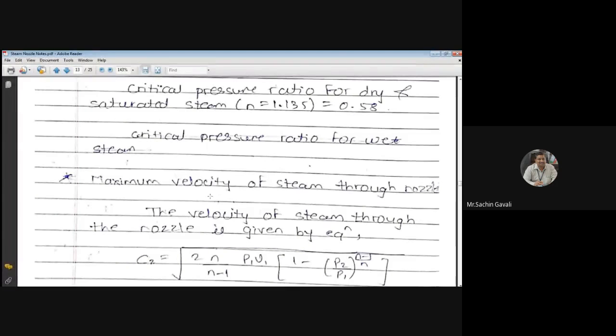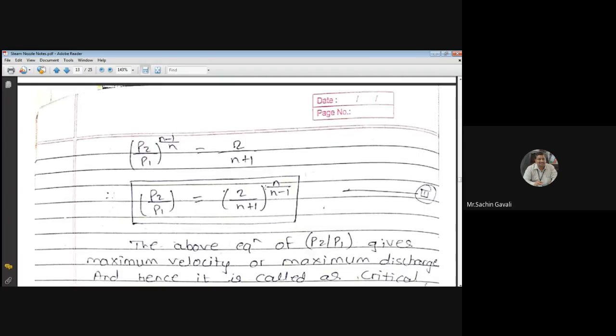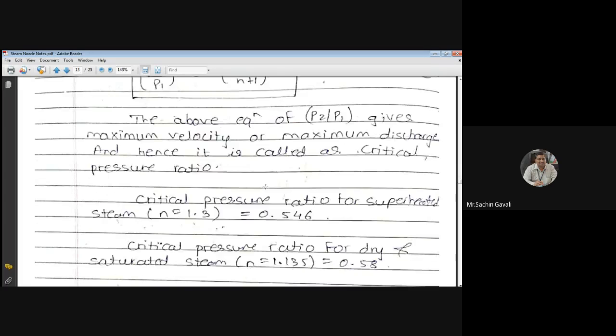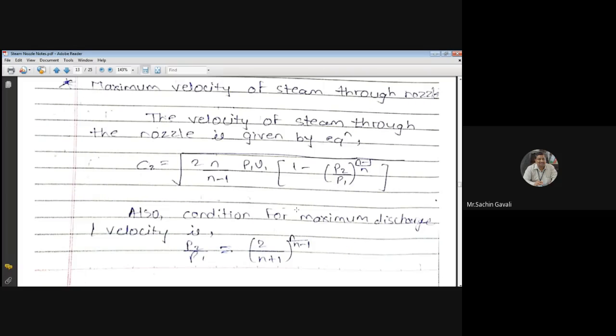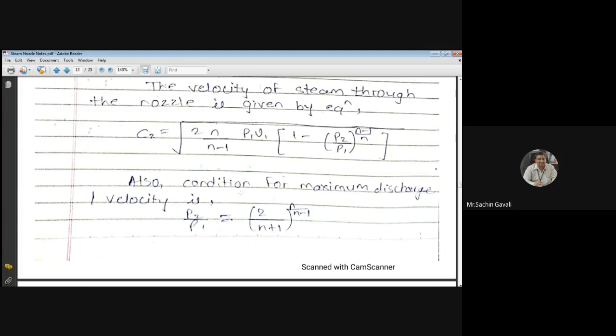Now in this equation, we have to put the value of P2 upon P1, which is 2 upon n plus 1 raised to n upon n minus 1, the value of the critical pressure ratio only. Okay, write down: substituting value of critical pressure ratio, that is, P2 upon P1 is equal to 2 upon n plus 1 raised to n upon n minus 1.